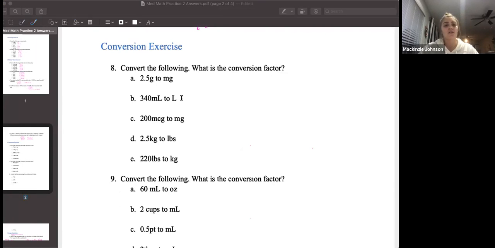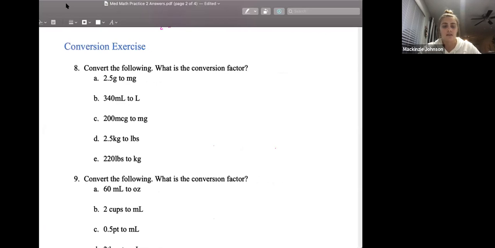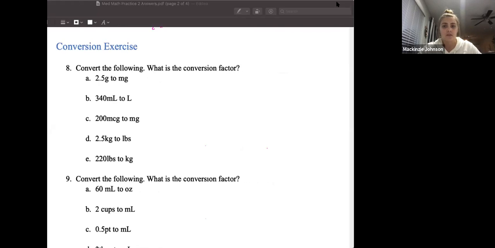Okay, so this is when we'll use these conversions to help us out. Okay, so convert the following. What is the conversion factor? So we have 2.5 grams to milligrams.